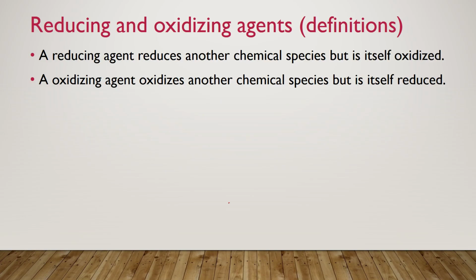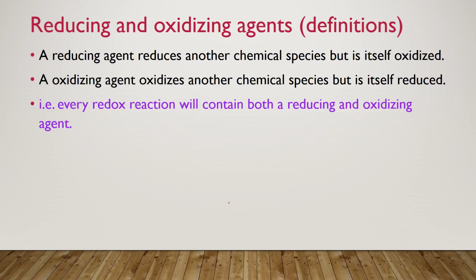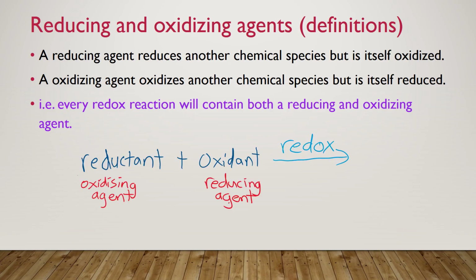So now we're up to combining the 2 half equations. So we know that a reducing agent reduces another chemical species but is itself oxidized. And an oxidizing agent oxidizes another chemical species but is itself reduced. So what does that actually mean? It means that in a redox reaction we need both a reducing agent and an oxidizing agent, or there needs to be a compound that is reduced and another compound that is oxidized.